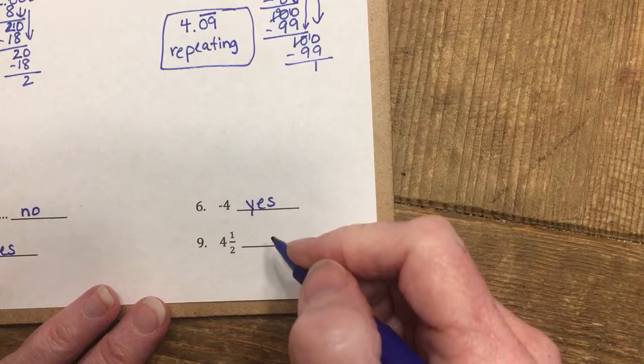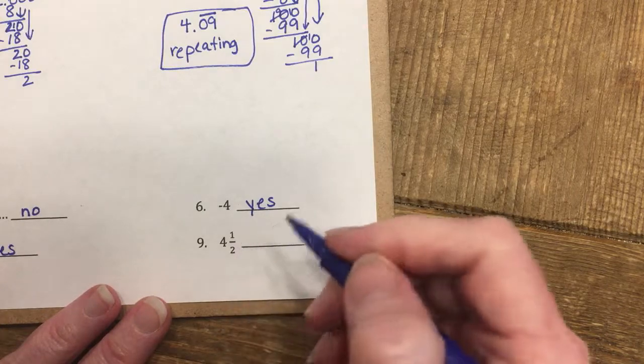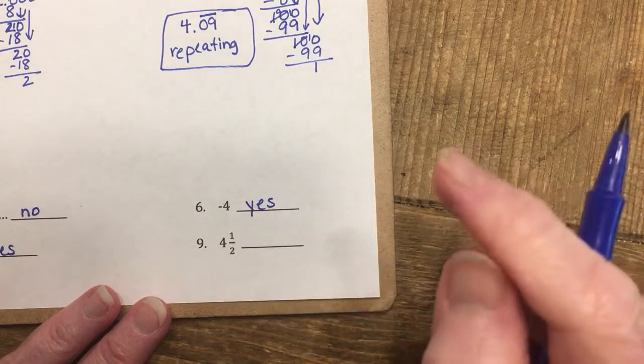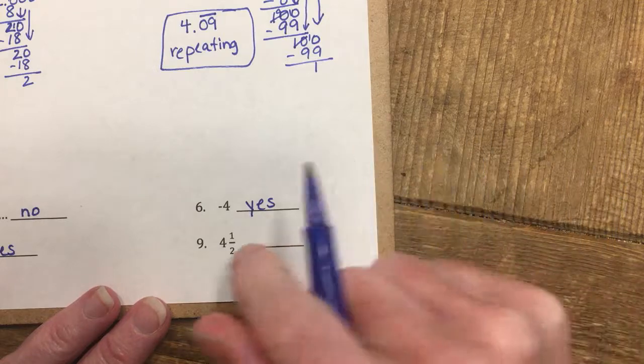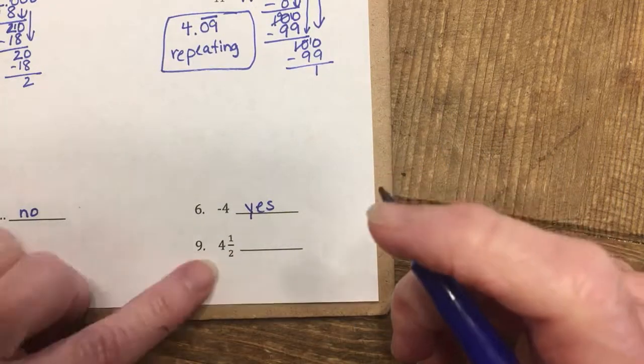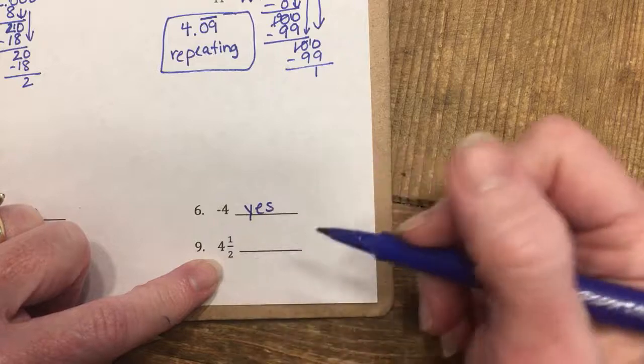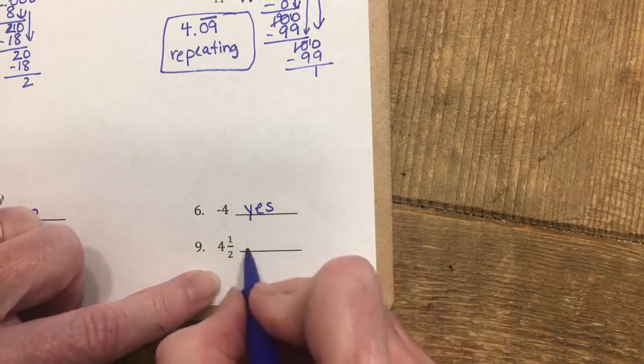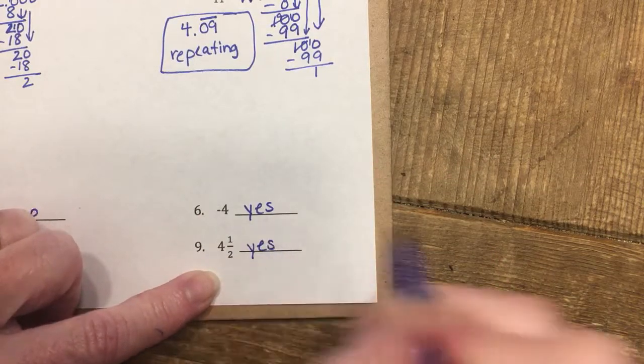All right, and then 4 1/2. Okay, so fractions, are fractions rational? Yes. Can they be changed to decimals? Yes, but that's not what we're being asked to do this time. We're just asked if it's rational or not. Okay, so anytime you have a fraction, it's definitely a rational number.